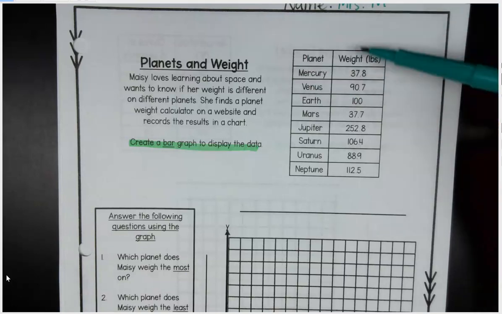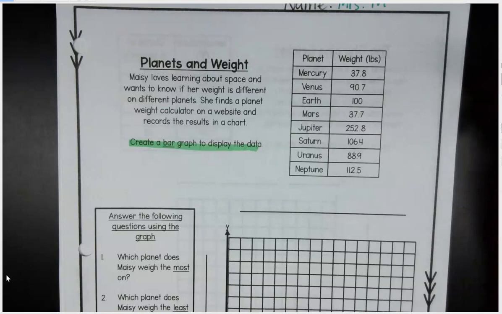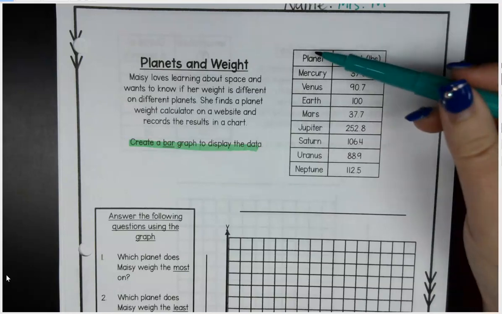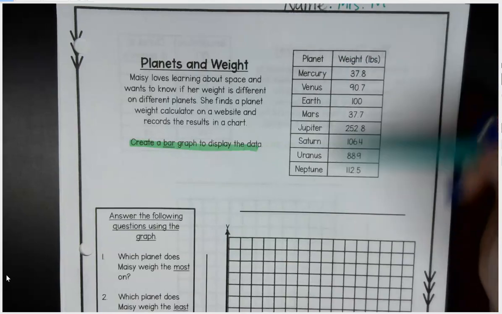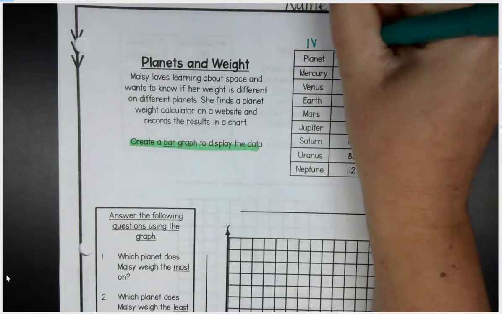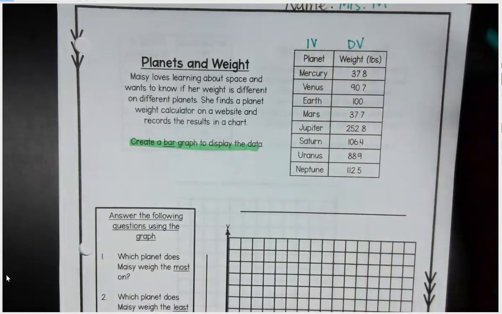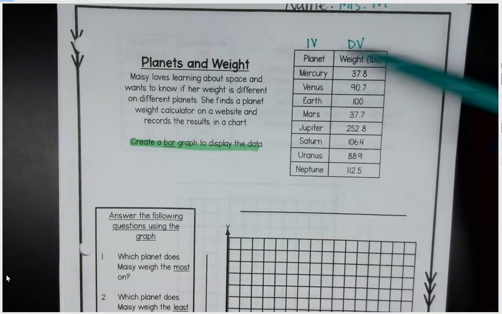So when we are looking at a data table, it makes it even easier to find our IV and DV because our independent and dependent variable are going to be the titles of each column of the graph. So we always put our IV first and our DV second. So what that tells me right away is that my independent variable is going to be the planet and my dependent variable is going to be the weight.